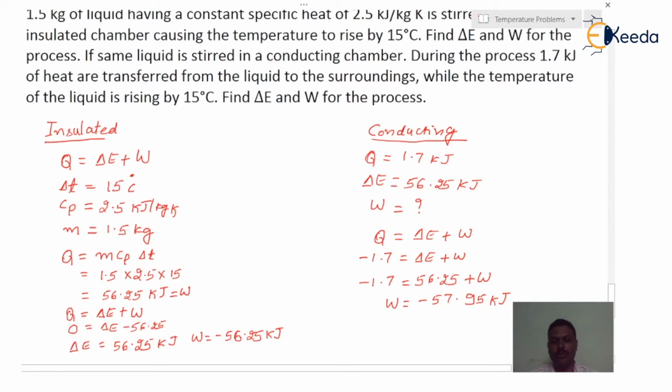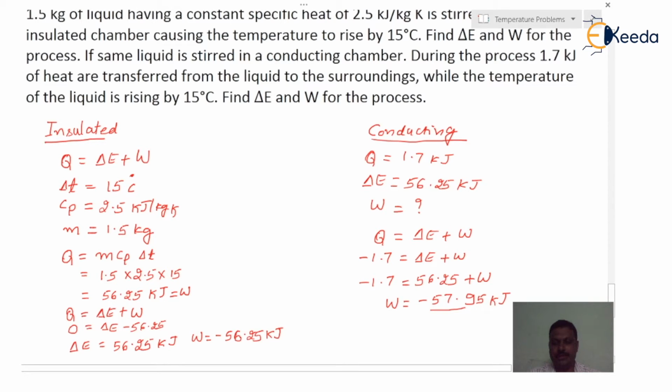There is 1.7 kilojoules of heat leaking into the surroundings, so compensatory more work has to be supplied. That's why the work supplied to the system by the stirrer is minus 57.95 kilojoules, which is 1.7 kilojoules more compared to the work supplied to the insulated chamber.